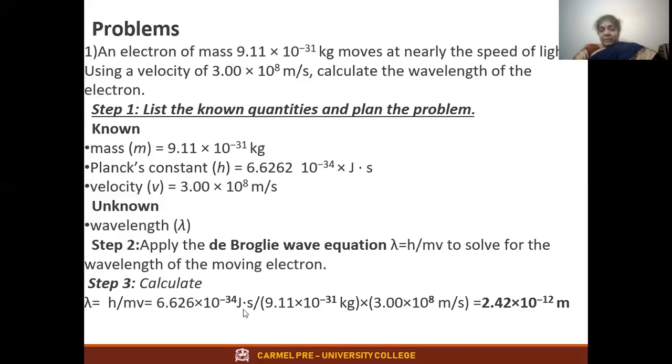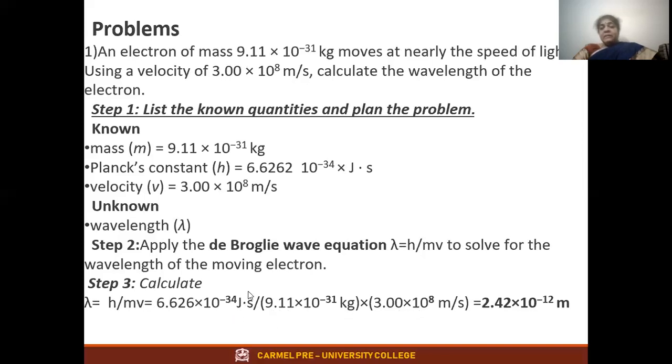Okay, now what happens to the power? Here it is 10 power minus 31. Here it is plus 8. Minus 31 plus 8, what happens? It will be minus how much? 31 minus 8, yes, 3. So it will be 10 power minus 13. Okay, so here you get 10 power minus 13.